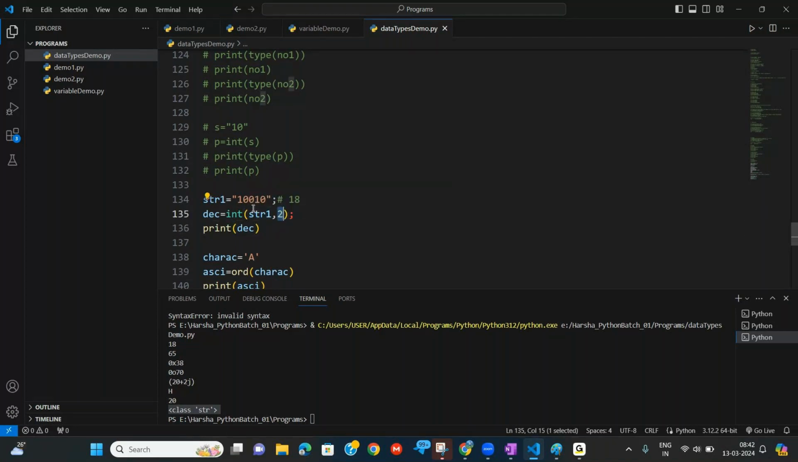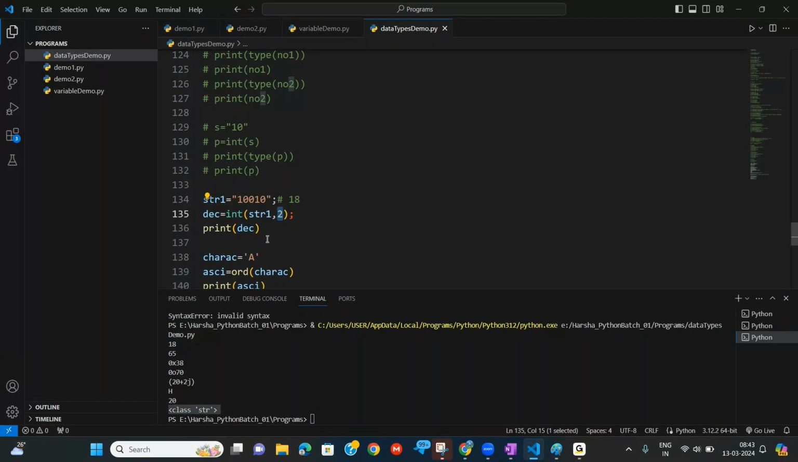That means it will convert to a decimal number. 2 stands for base 2, meaning I'm trying to convert into a decimal number. So I'm trying to perform binary to decimal conversion.